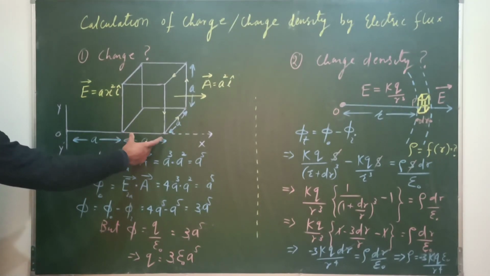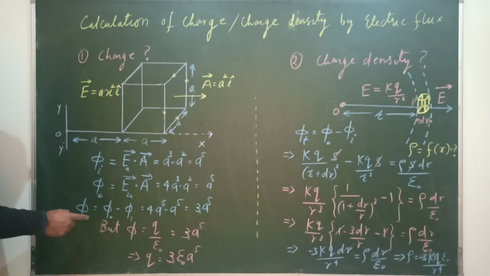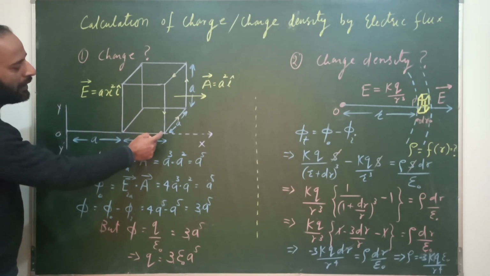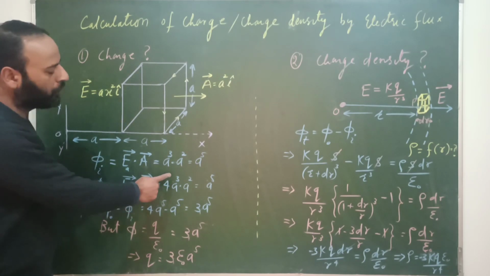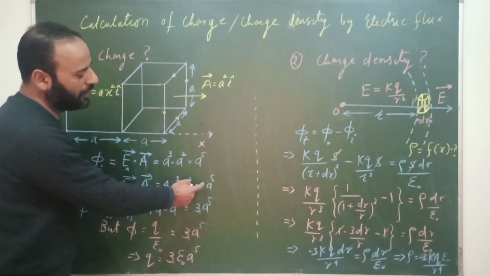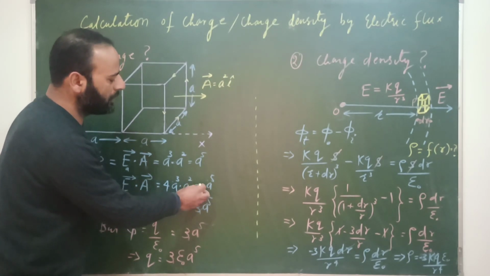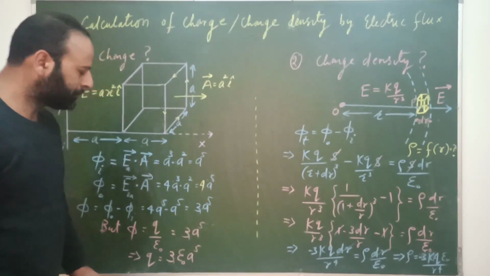Now let's come to this face. This face is at a distance of 2A, so x is now equal to 2A. So phi out equals E at 2A dot A vector. It is equal to 4A cubed times A squared, so it is 4A raised to power 5.